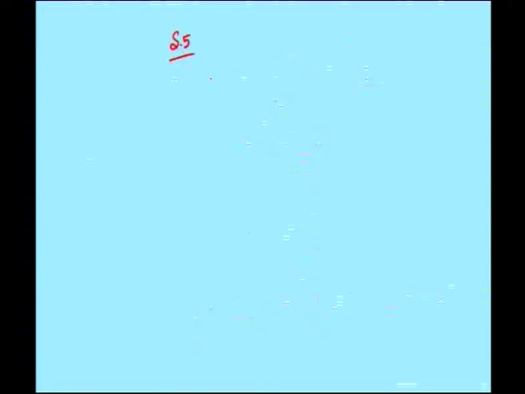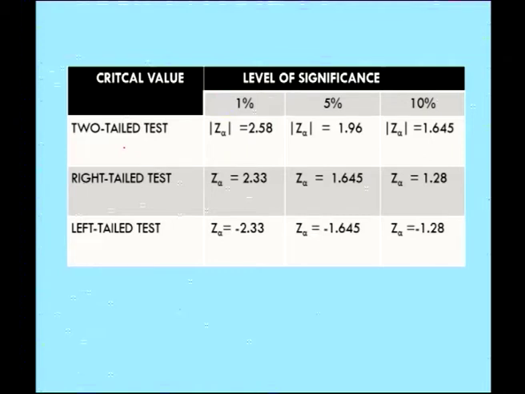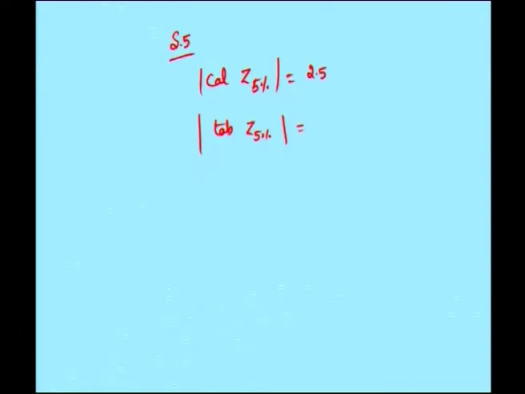Step 5, conclusion step. We have just calculated Z at 5% as 2.5 and tabulated Z at 5% is taken from the tables. Just go to the tables, these are all standard values. We want a two-tailed test Z value at 5% level of significance. This is 1.96, right. This is 1.96. So, that is written here. Now, compare the values of 2.5 and 1.96 and check whether the calculated value is greater than the tabulated value.